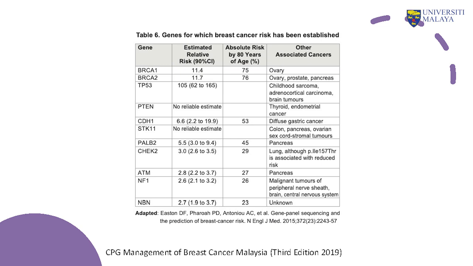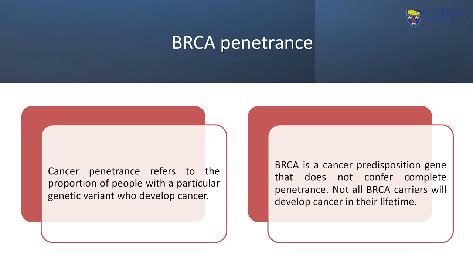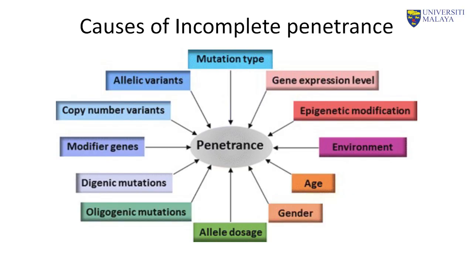Cancer penetrance refers to the proportion of people with a particular genetic variant who develop cancer. BRCA is a cancer predisposition gene that does not confer complete penetrance. Therefore, not all BRCA carriers will develop cancer in their lifetime. The causes of incomplete penetrance include the type of mutation and other epigenetic modification, the environment, the age of the patient, and the gender of the patient.